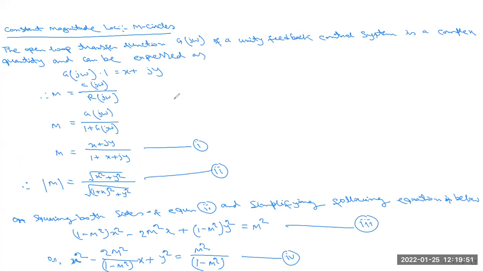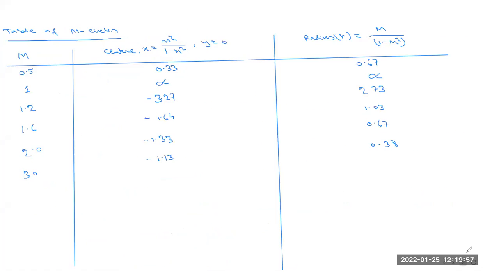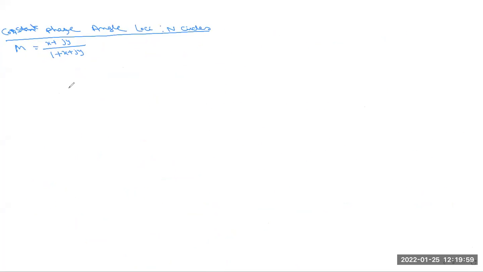Sorry, this part also. Okay, this one. I have written this equation also. So now, this is M equals to the complex function, that is (x plus jy) by (1 plus x plus jy).